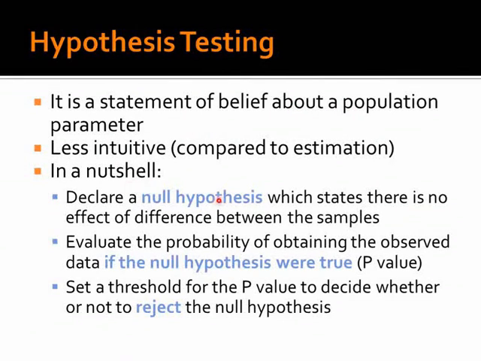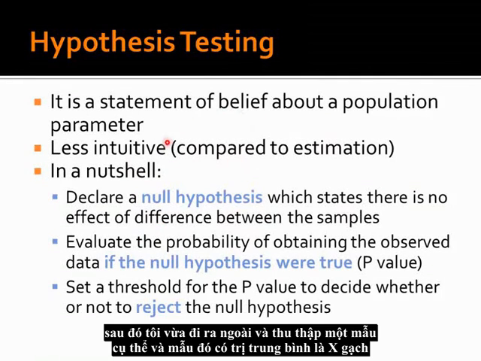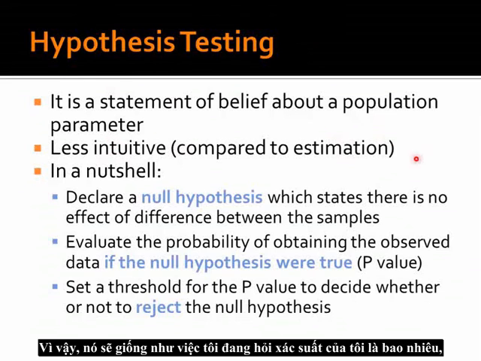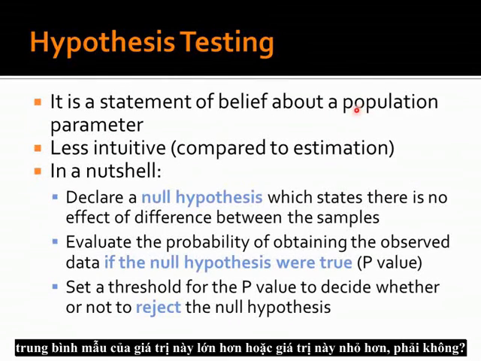Now, if the null hypothesis is true, then I have just gone out and collected a particular sample, and the sample mean is x bar. So it'll be like saying, what is the probability of me, given these population parameters, going out and finding the sample mean of this value and greater, or this value and smaller?